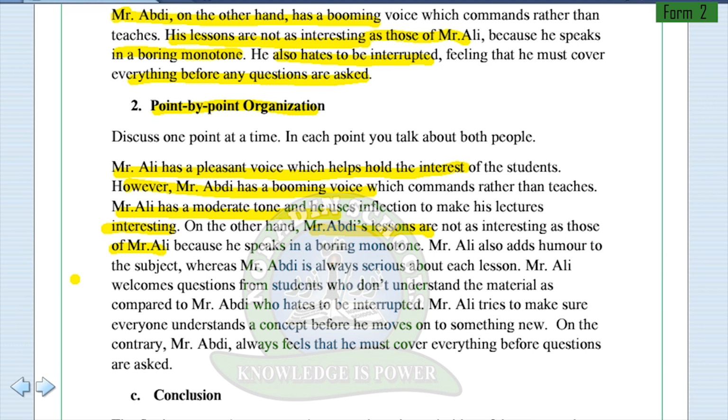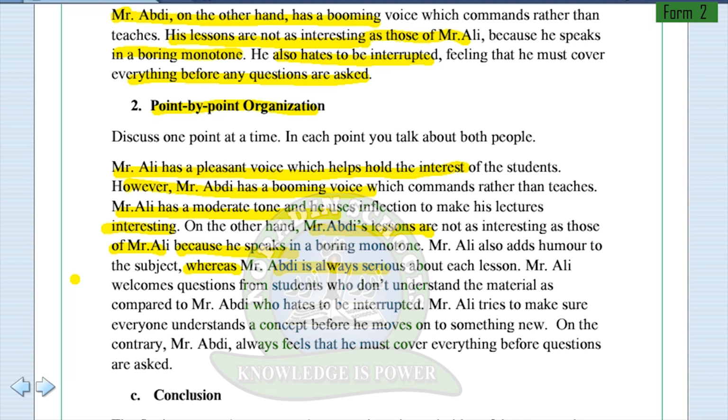Because he speaks in a boring monotone, one tone. That means he speaks only slowly or he speaks very loudly. He cannot keep the students awake because he speaks in a boring monotone. Mr. Ali also adds humor to the subject, whereas here we are comparing the differences. Whereas Mr. Abdi is always serious about each lesson.